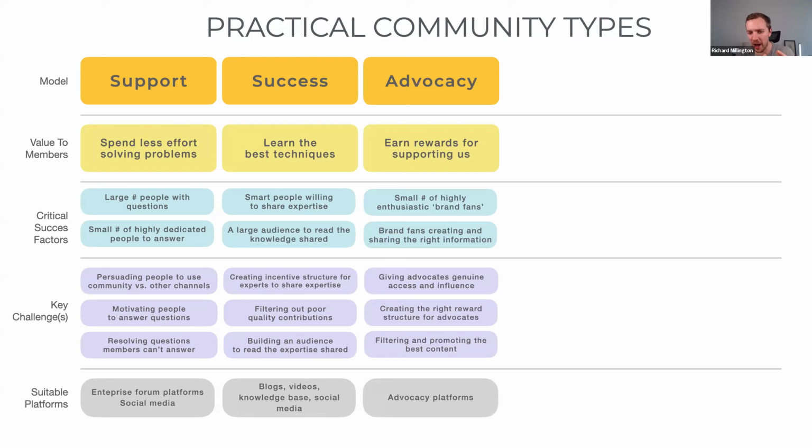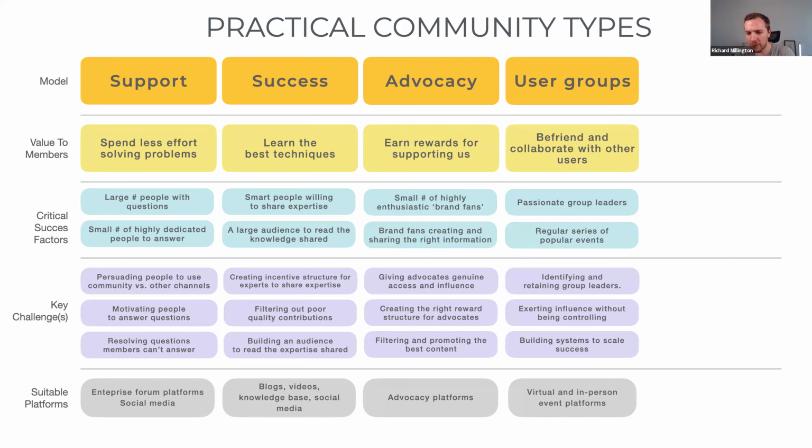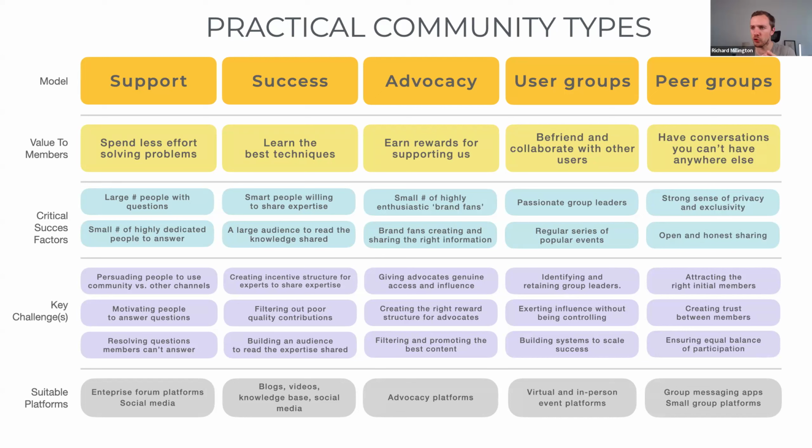Next is user groups. This is where the key value is you get to befriend and collaborate with other users like you. You need passionate group leaders for this. You need a regular series of events for this. But finding the right group leaders, this is the critical thing. And then you have to build systems that can scale that. And finally, there's peer groups as well. This is where you have conversations you can't have anywhere else. These are usually closed, they're usually private. There's a lot of small groups for senior people in different spaces. You might have a lot of these kinds of groups for your friends.